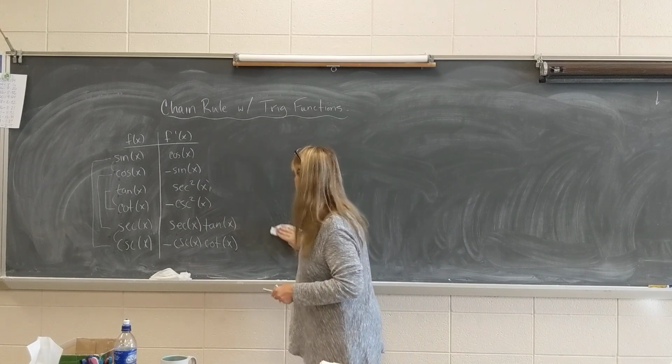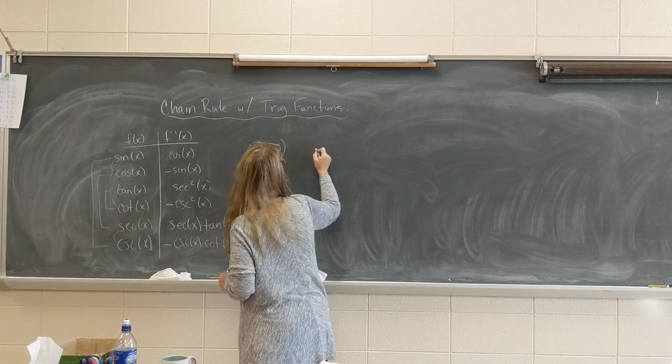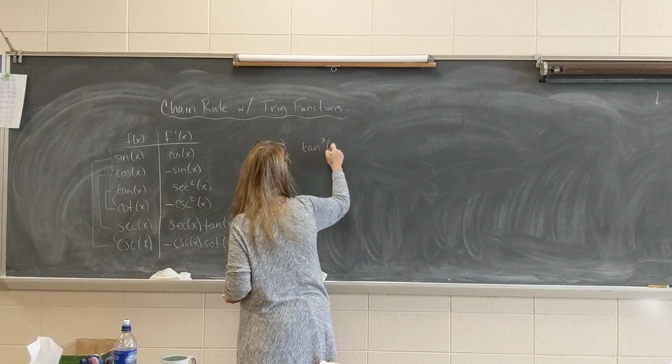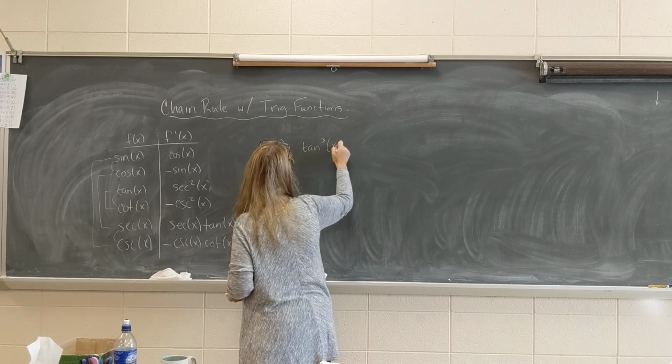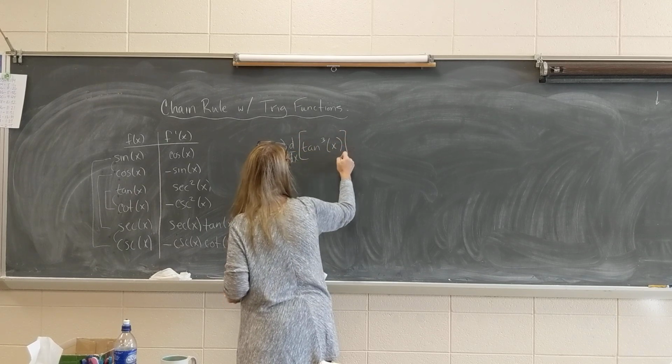You ready for some? You can go a little bit faster here. What example is this? 4? Yes. Okay, so let's start with tangent cubed x. And I want the derivative with respect to x. I'm sorry I forgot to write that, you guys.